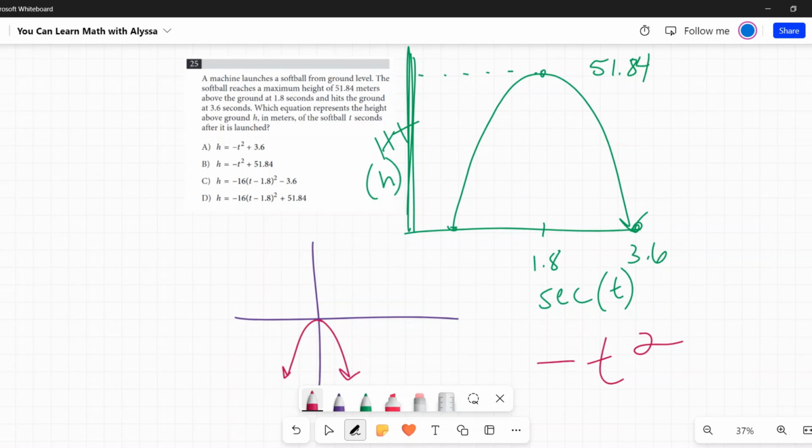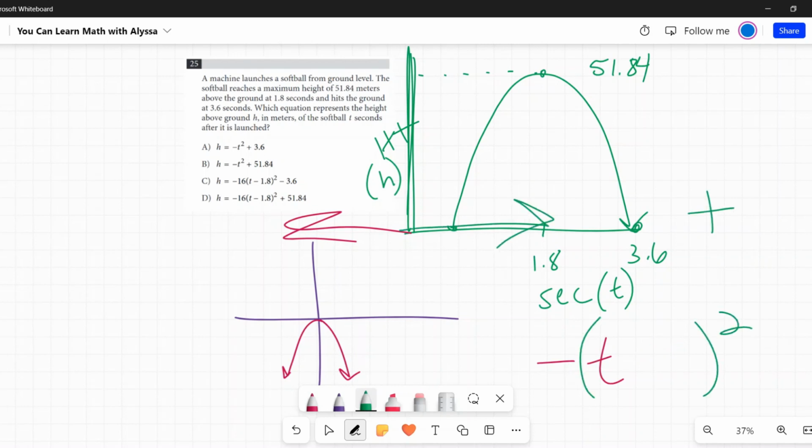Now, we said, what moves something left or right in a function? It's when you put a number in here with that t. It goes to the right 1.8. It goes toward the positive x. So you need to do the opposite, minus 1.8.